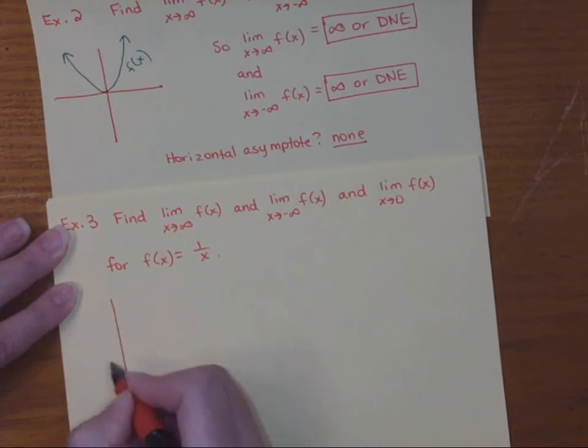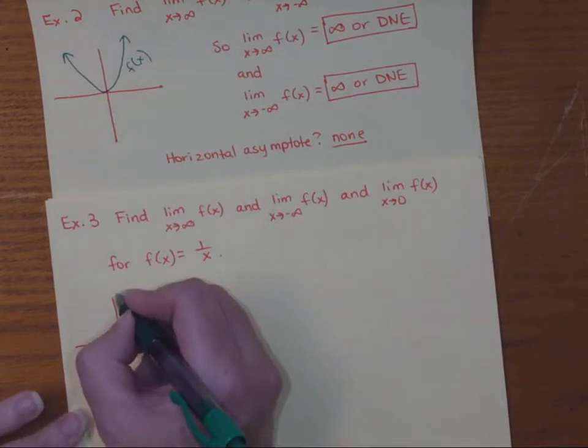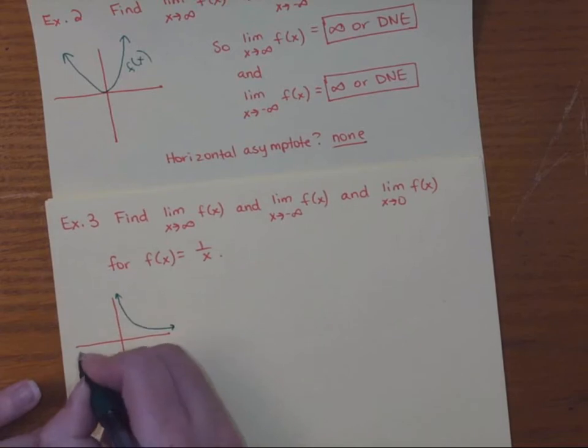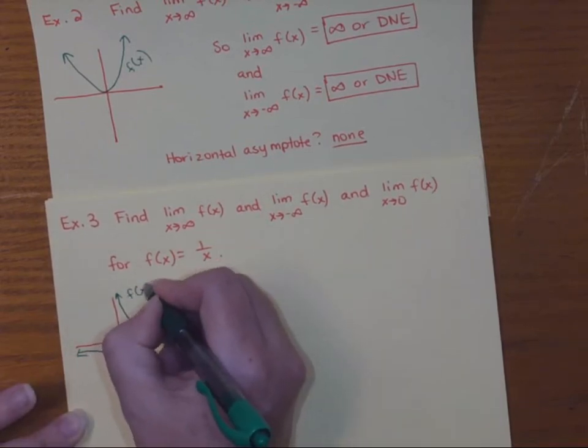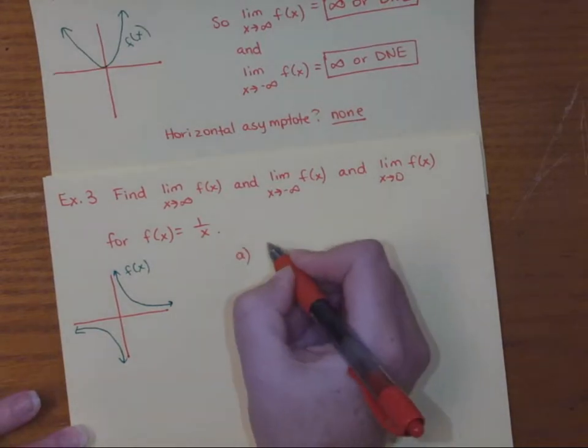So first, let's get a graph of this. You could use your graphing calculator, or you could pick some x's and see if you could graph this with an XY chart or something. But this is what f of x is going to look like. It's helpful if you can see a graph. Not always necessary, but helpful. All right, so let's just split this up into a, b, and c.